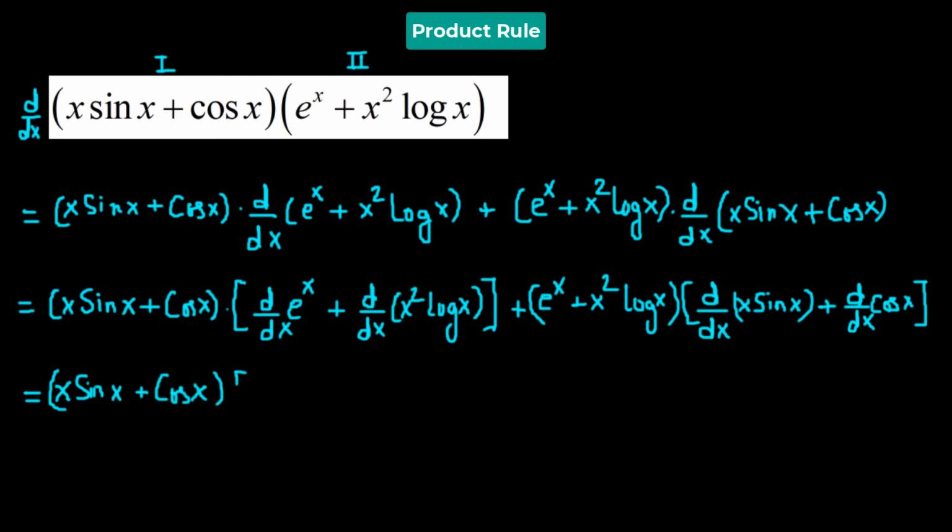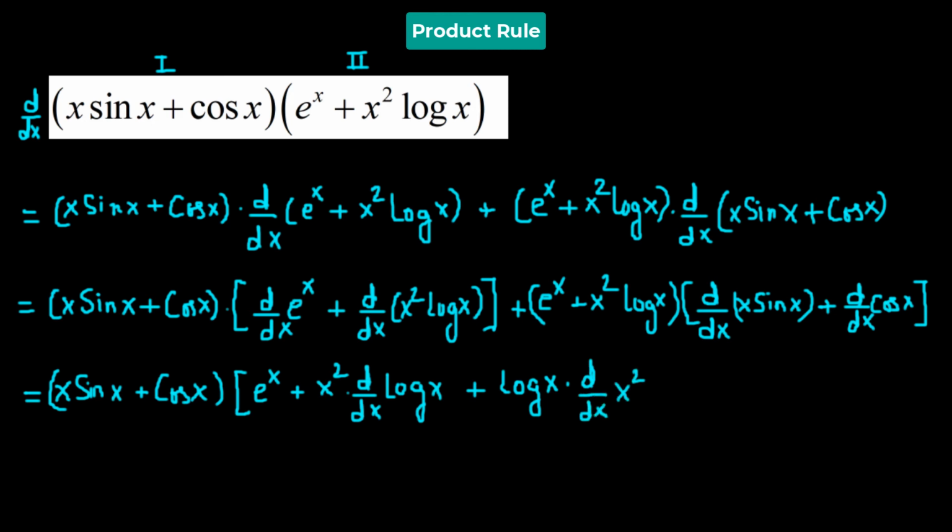Which is equal to x sine of x plus cosine of x multiplied to, so the derivative of the exponential function is the function itself. Then we have x squared log x, which is the product. So we have to find its derivative. So we'll use the product rule. We have x squared, treating x squared as the first function, multiplied to the derivative of the second function, which is log of x, plus the second function, log of x, multiplied to the derivative of the first function, which is x squared.